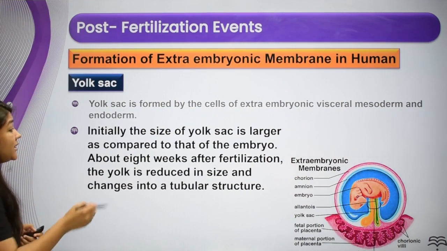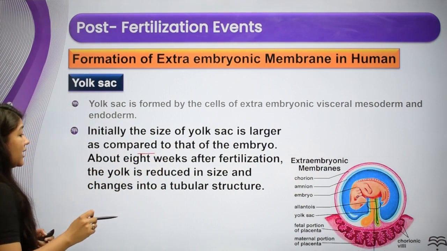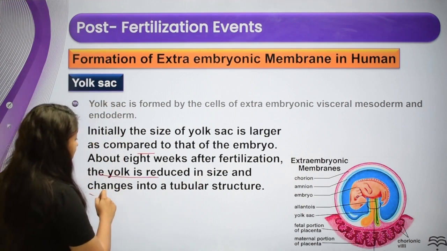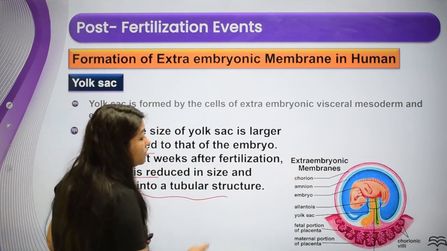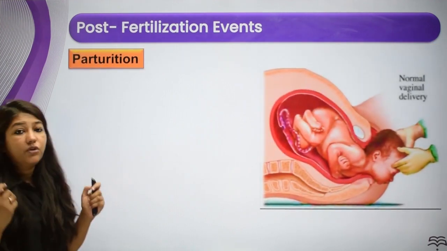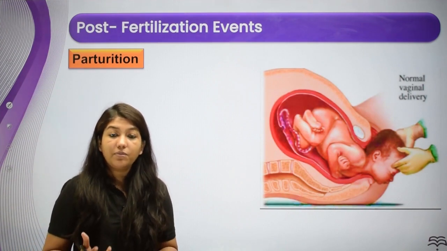Next, initially the size of the yolk sac is larger as compared to that of the embryo. About 8 weeks after fertilization, the yolk sac is reduced in size and changes into a tubular structure. All right. Okay, so we have seen the formation of the extra embryonic membranes as well.